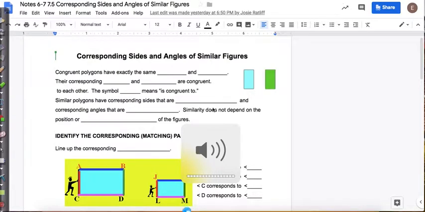Welcome to my video on corresponding sides and angles of similar figures.